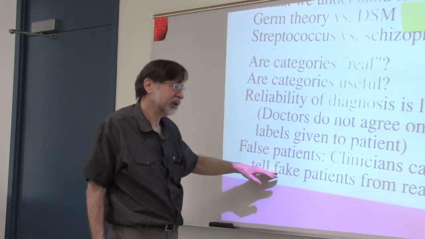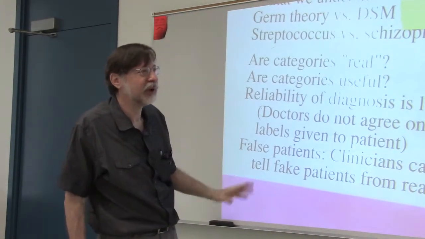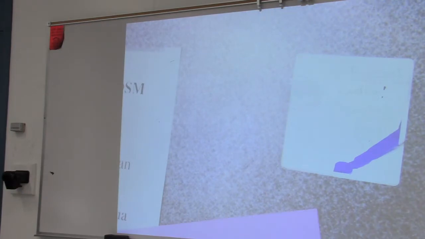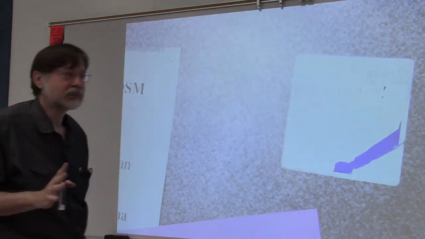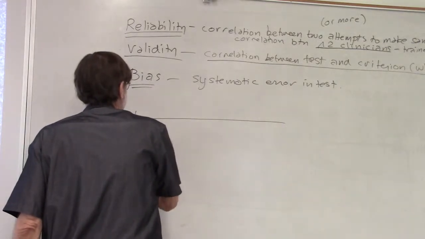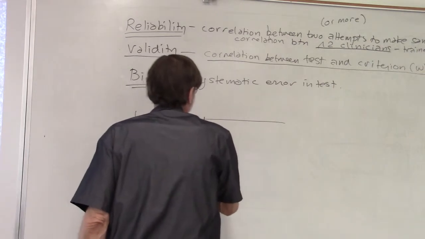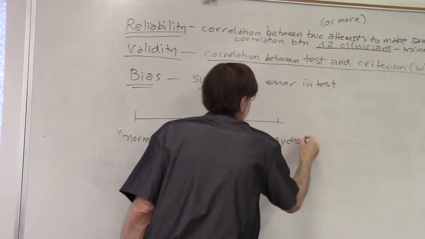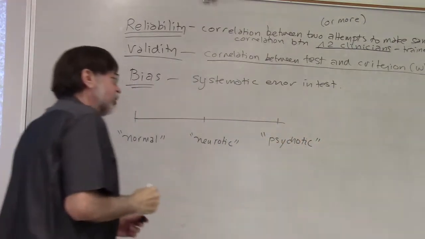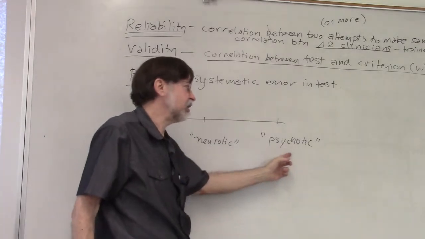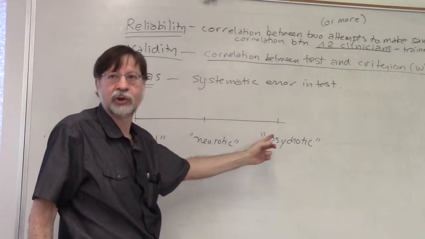The problem was the clinicians couldn't tell the fake patients from the real, so you have a problem with trying to establish. And schizophrenia is probably one of the most reliable diagnostic categories in the DSM. Now, in old terminology, let me just give you a little bit of an old, we used to have over here normal and neurotic and psychotic. On a scale. So neurotics are just like everybody else except worse. And psychotics are much worse than that. And so these are old terms, you'll still hear them. They're still being used quite a bit in daily language.